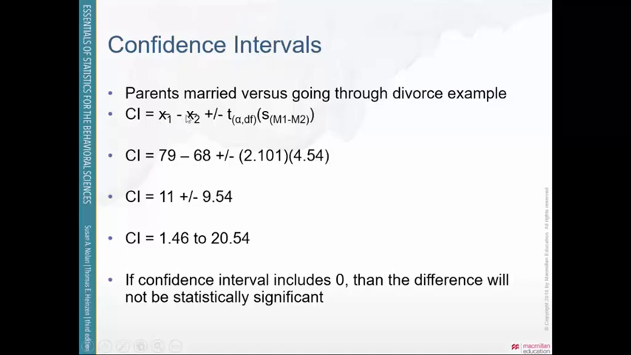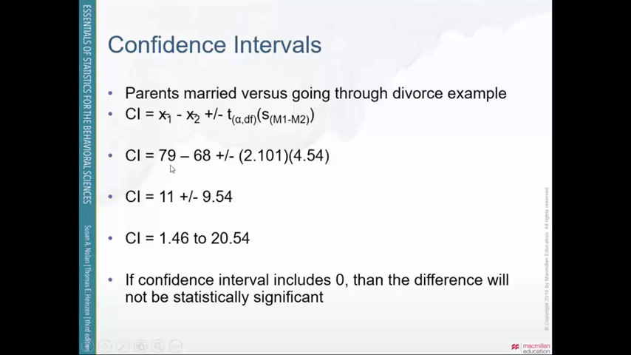mean of group 1 minus mean of group 2, plus or minus the t, and this is the t you look up in the table. This is not the t you compute. This is your critical t from the t table, times standard error.